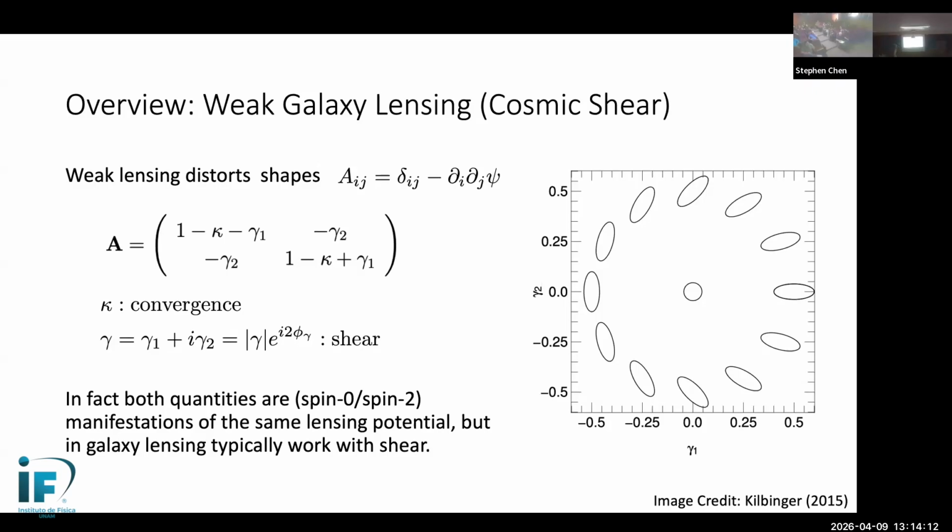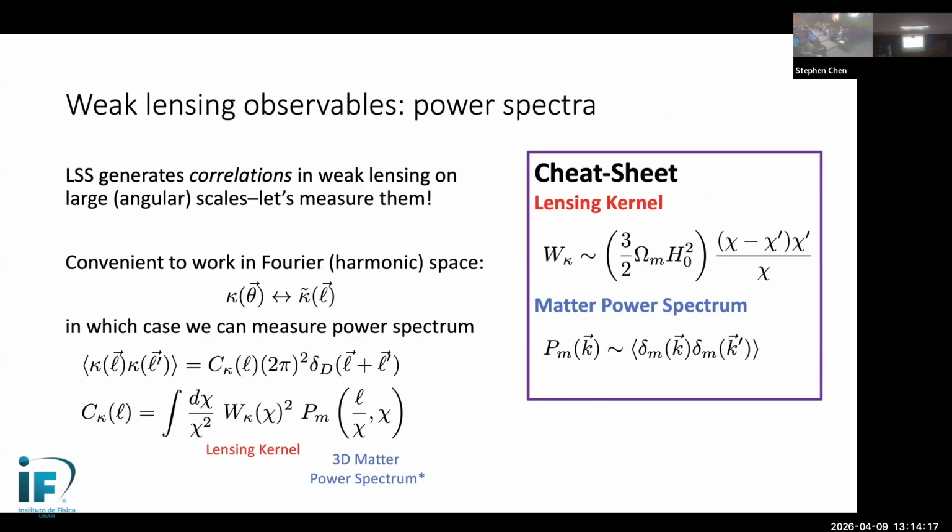But anyways, okay, so if we measure this, then we have this probe of the growth of structure and geometry. And so what do we really want to measure? Well, a very convenient thing to work with, okay, I'm going to talk about kappa now here because it's easier. The convergence is scalar, so it's going to be easier to describe its statistics. But what we really want to do is to measure the correlations of the weak lensing signal on large angular scales, right? What we want to know is whether there's a correlation between the weak lensing of a galaxy measured in this direction versus that direction, because that would indicate that it's being distorted by some coherent large-scale cosmological structure.